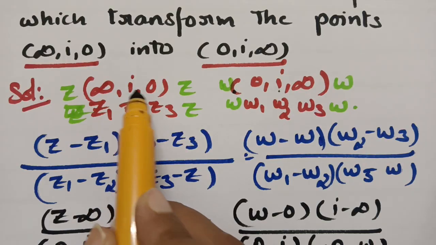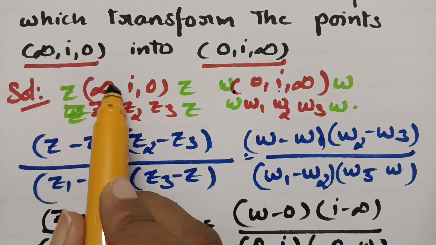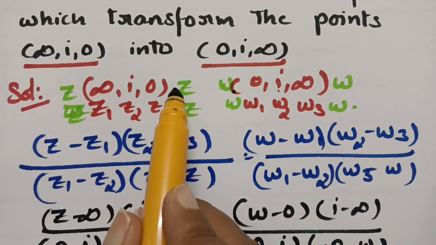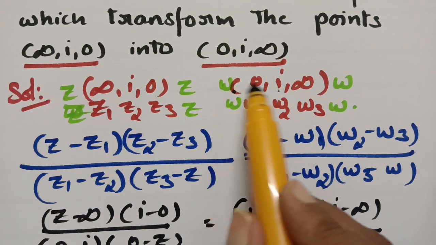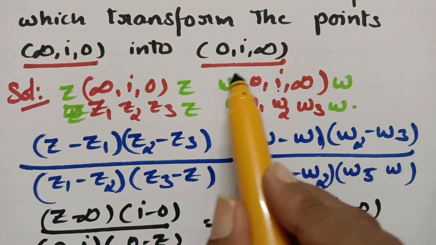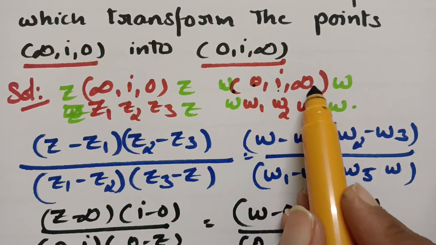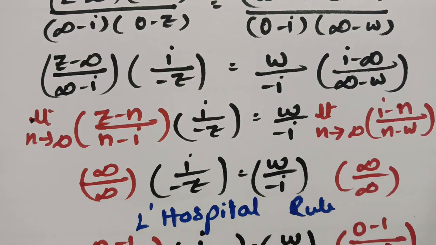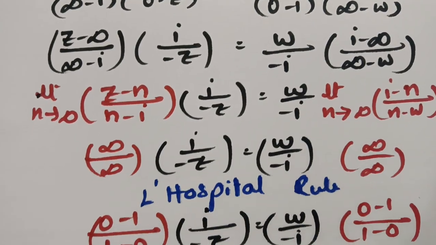That is infinity minus I, 0 minus z. So first one, z minus infinity. So z minus infinity, I minus 0, divided by infinity minus I, 0 minus z. Here in the w plane also the same thing, w minus 0, I minus infinity, divided by 0 minus I, and next one is infinity minus w. So here we have to apply the infinity value. Infinity by infinity is undefined, so we have to apply L'Hospital's rule.